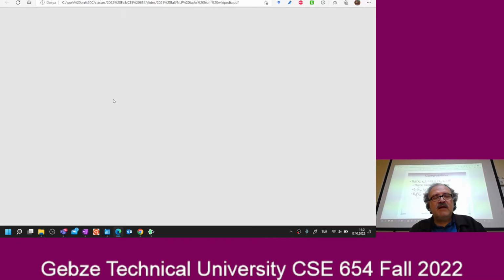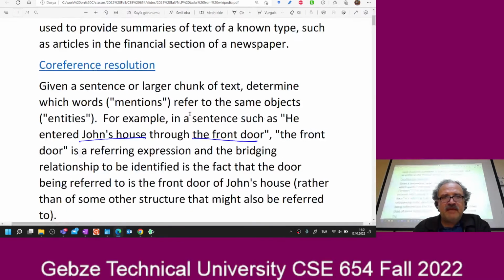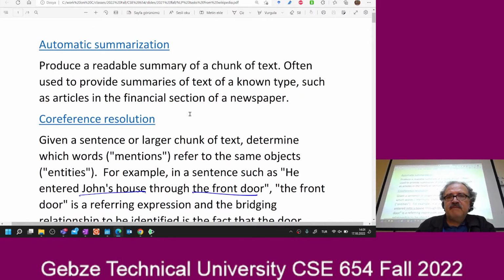Yeah, I got this from Wikipedia some time ago. Okay, these are some NLP problems. Let's go over them because I will keep referring to them. Some of them are very obvious, some of them are not.